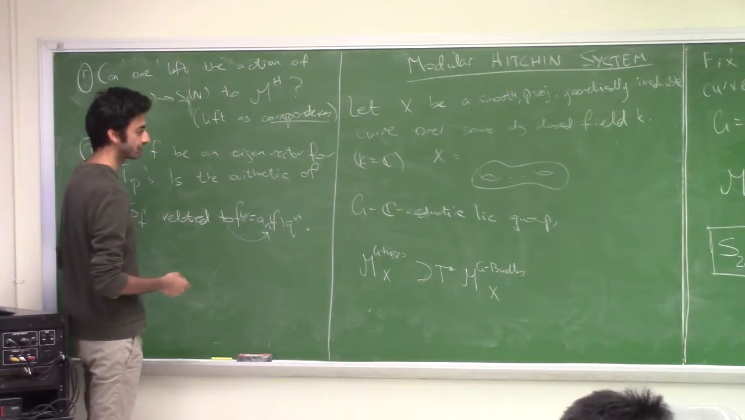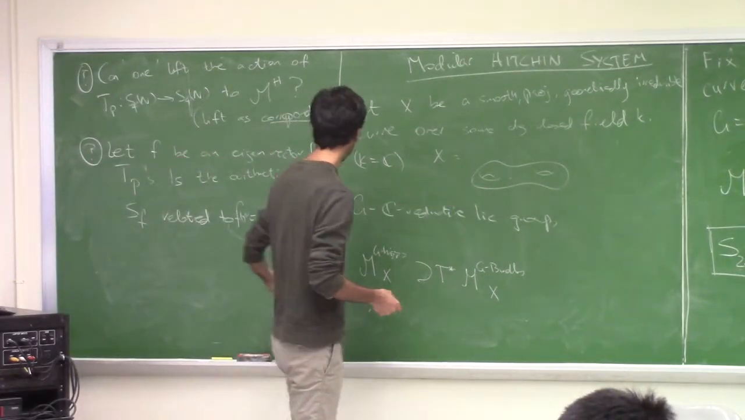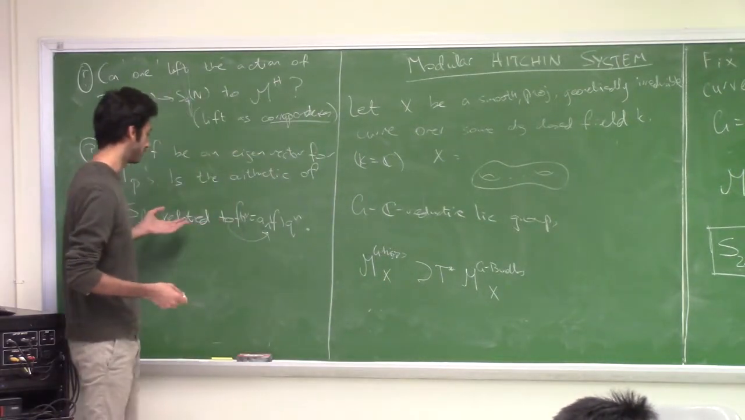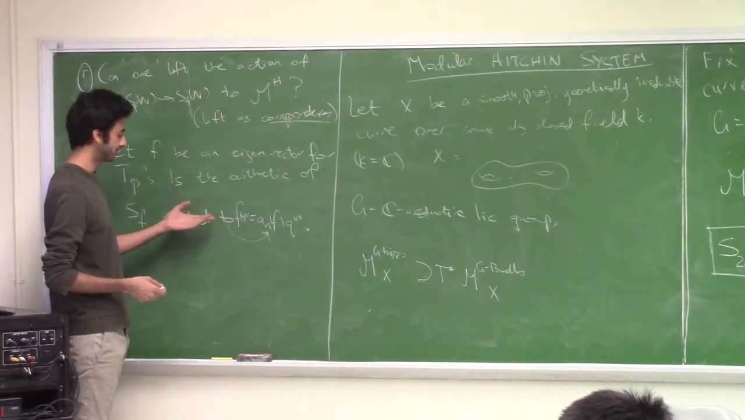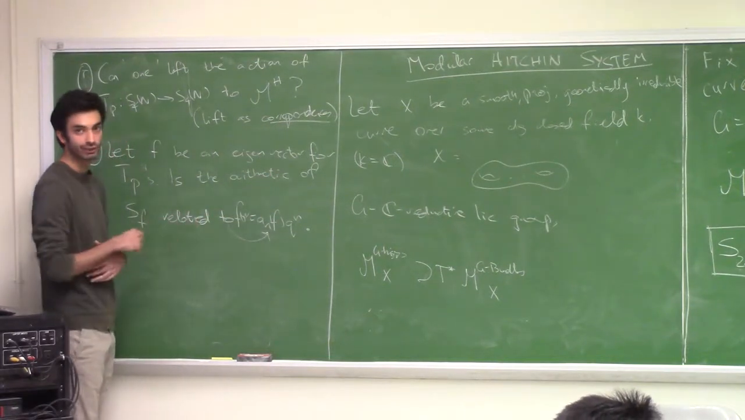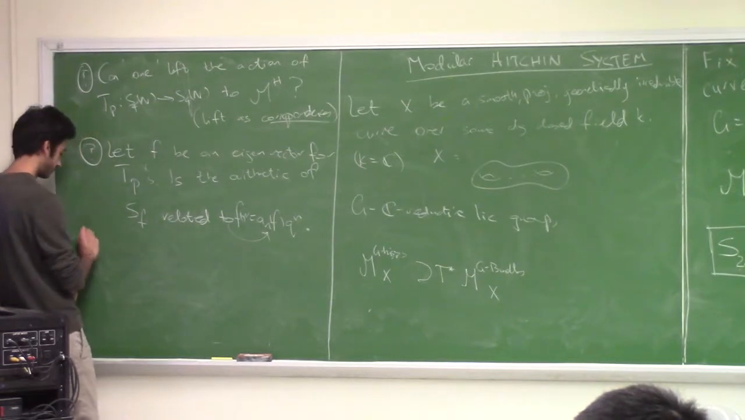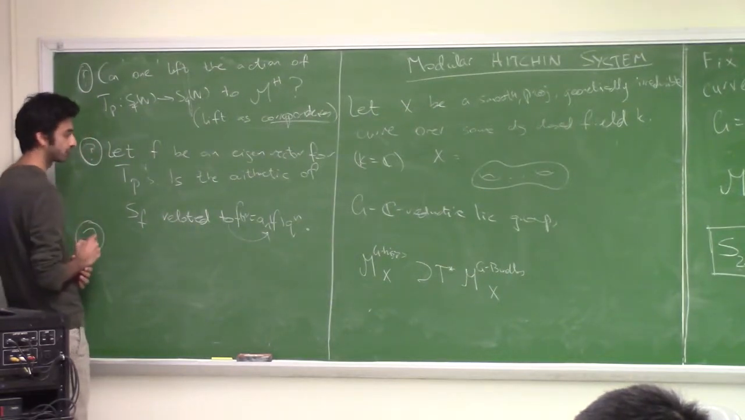If G was equal to C star and we're looking at the Jacobian, there's a very nice interpretation of the arithmetic of these coefficients and the arithmetic of the Jacobian. I'll just recall that quickly. That was all Shimura's results.